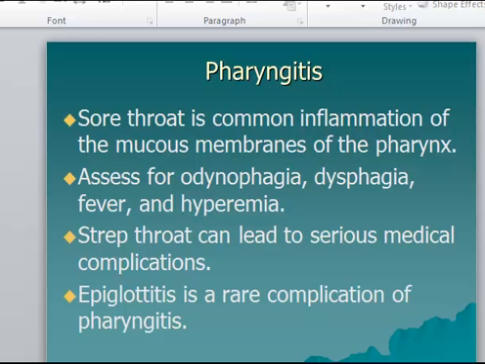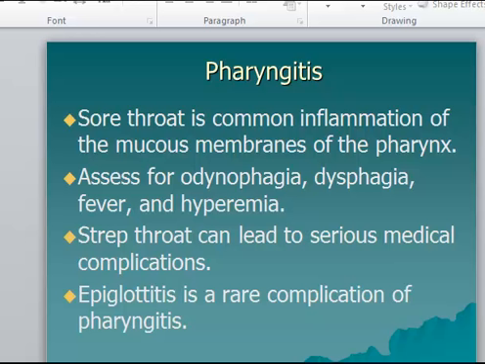With our bacterial pharyngitis, our CBC count is abnormal. We usually have a white blood cell count of greater than 12,000, and we have a positive strep result. Usually our onset for bacterial is very abrupt, where our viral is usually very gradual.